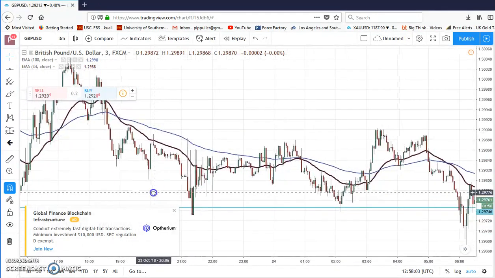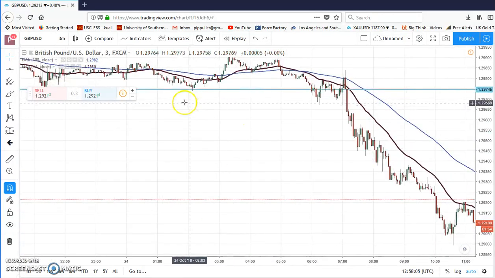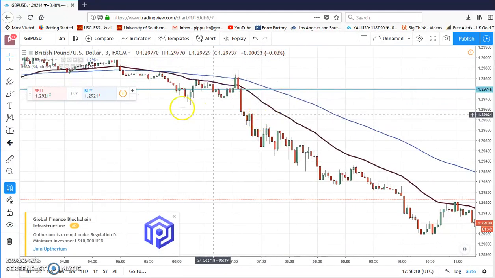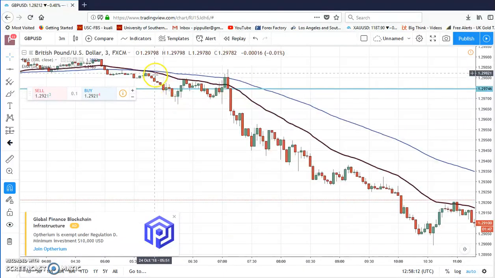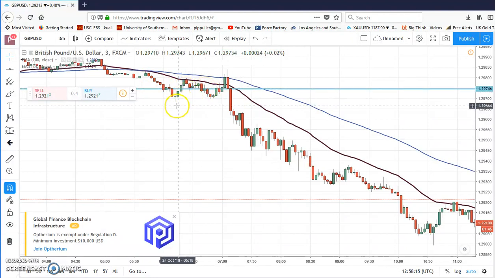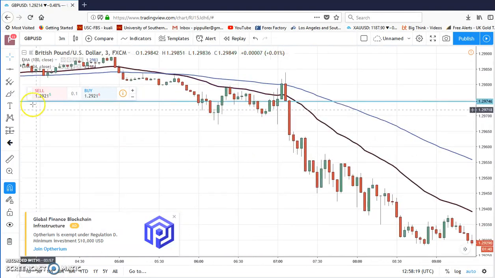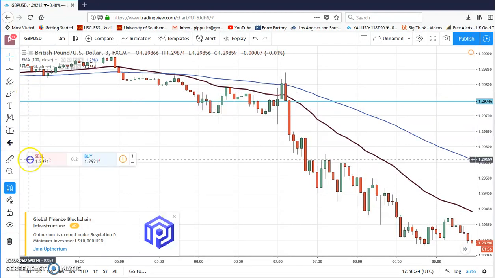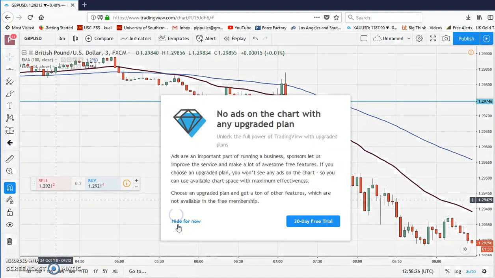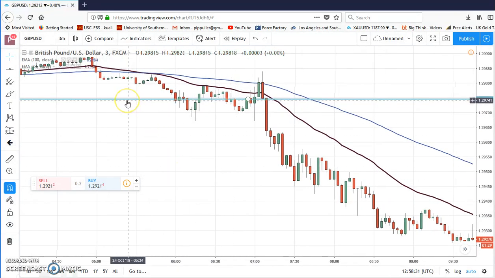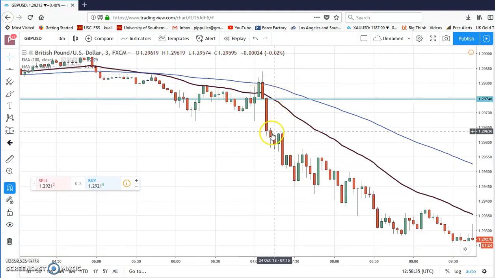Here, here, and here. So you're not necessarily going to go short on this candle here. You would want to wait until it broke this support line by a good amount. So move this thing. I don't think you can get rid of this until you're a paid member, I guess. Yeah, it has some annoying quirks. So anyway, this is a good support line, so you want to go short if it breaks this. And sure enough, it did on this candle.